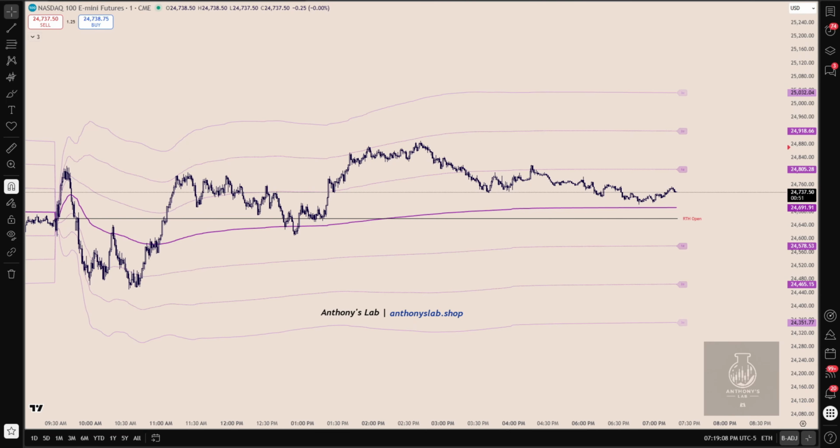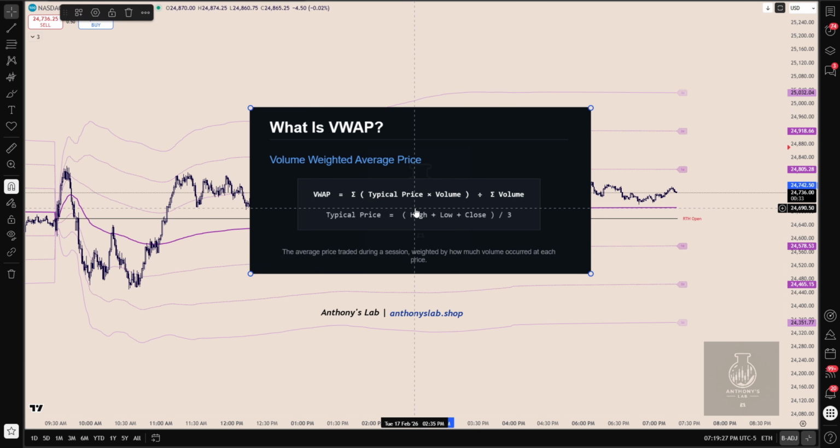So, to get started, what exactly is VWAP? I'm sure most traders have heard about VWAP, maybe they've thrown it on their charts, but most people don't actually use VWAP correctly. So, just to start, what is VWAP? VWAP stands for Volume Weighted Average Price.